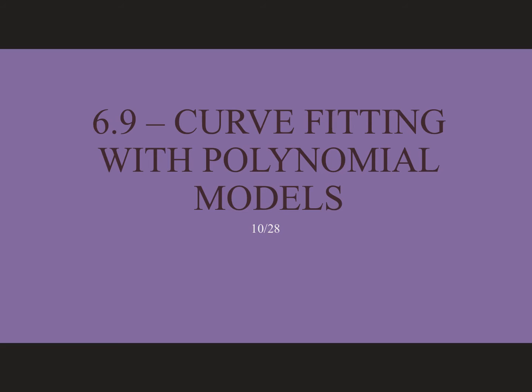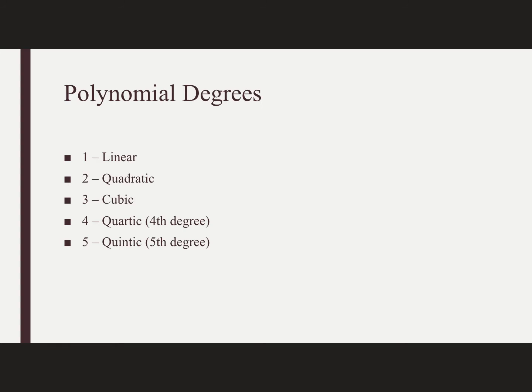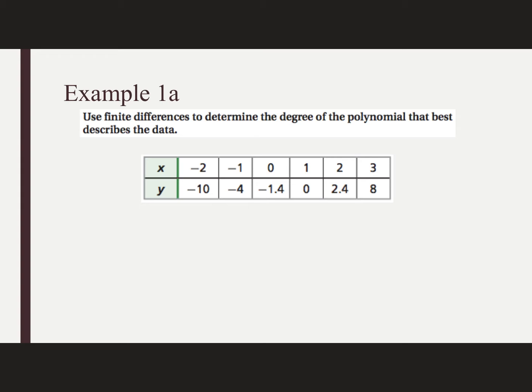Welcome to lesson 6.9, curve fitting with polynomial models. This video is going to talk about one of the ways we can determine what type of polynomial best fits a particular set of data. One thing that's really interesting about polynomial functions is that we can take a scatter plot of data and figure out what type of model would best fit that data using what are called finite differences.